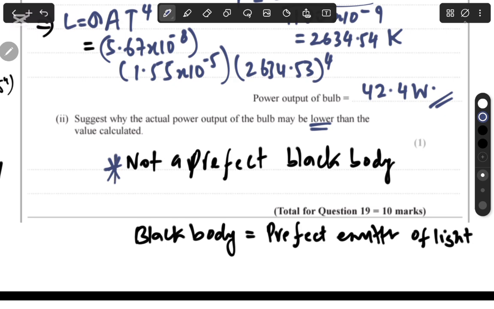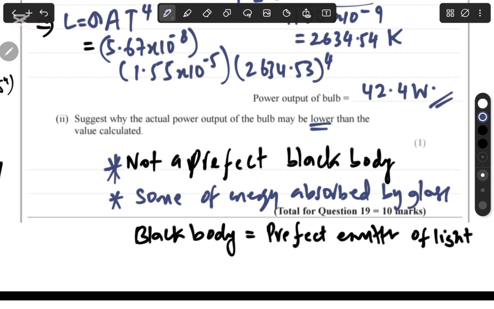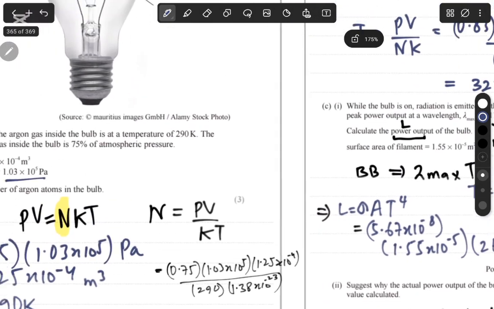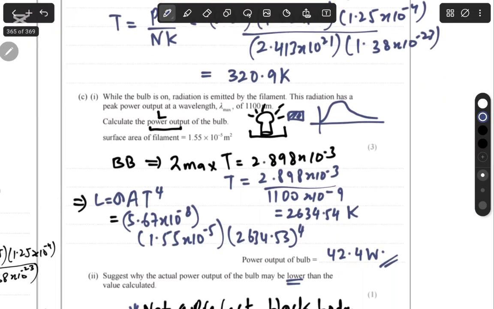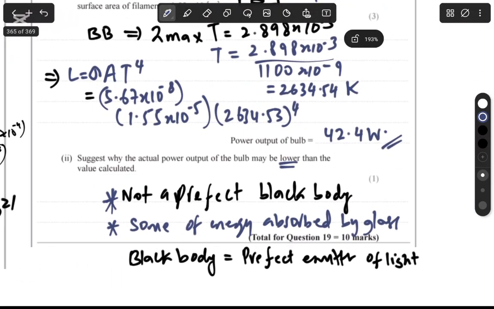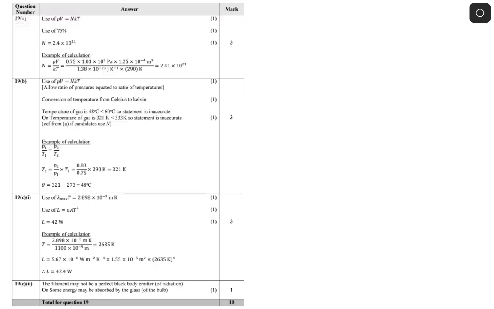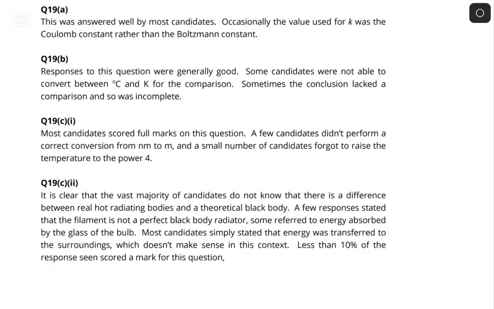And the second answer you can give is that some of the energy could also be absorbed by the glass, right? So we have the glass here, the glass bulb. So some of the energy can be absorbed by glass as well. So these are the two possible answers, and the one that's preferred by the examiner is the first one, and the second preference is this. Obviously you will be credited for both of the answers. So here's the mark scheme, and you can just look at it and go through it and hopefully understand the question. And here is the examiner report.